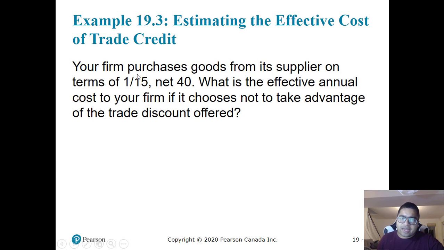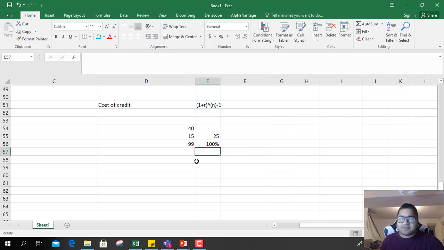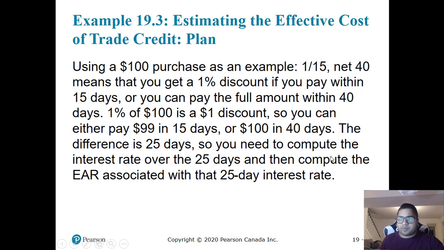So they want you to calculate what is the total cost. So how to do that? Using a $100 purchase, for example, you get a 1% discount if you pay within 15 days, or you pay the full amount within 40 days. 1% is a $1 discount. So you either pay $99 in 15 days or $100 on the 40th day. The difference is 25 days. We have discussed that. From the 15th day up to the 40th day, you get 25 days to pay 100%.